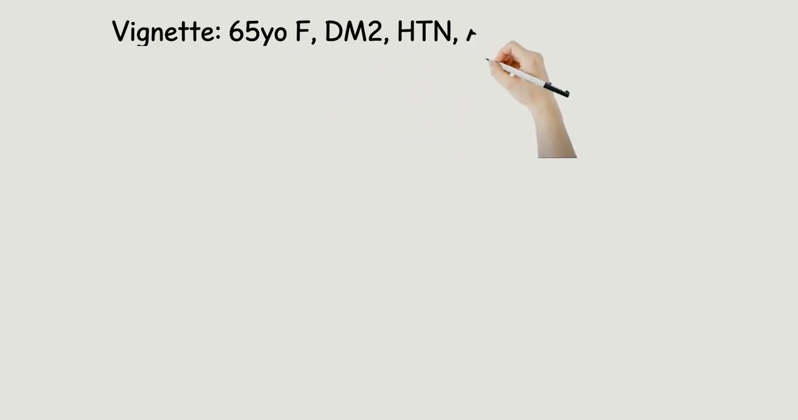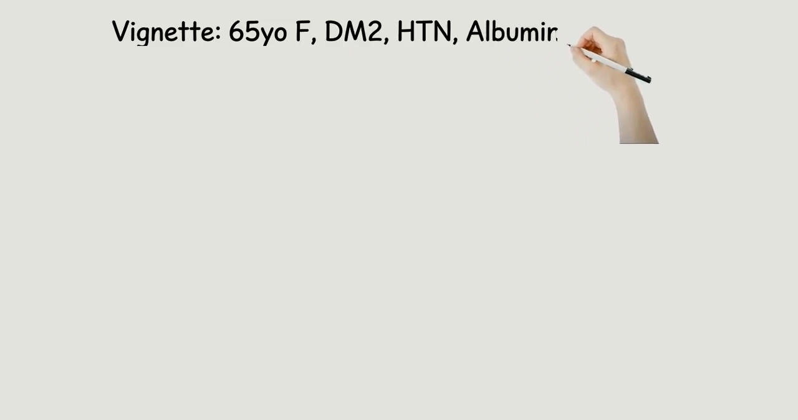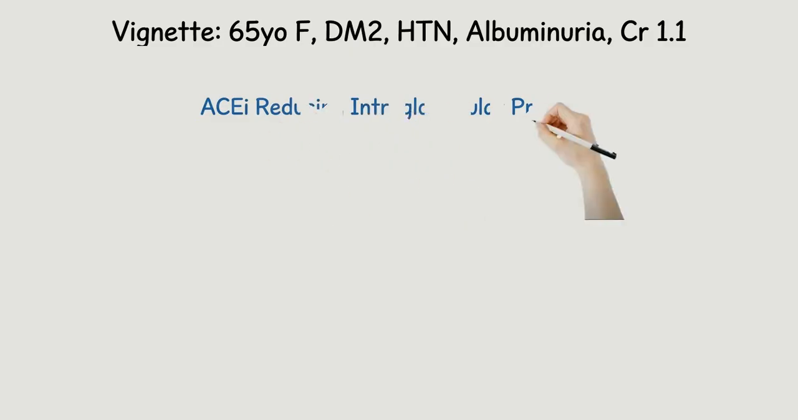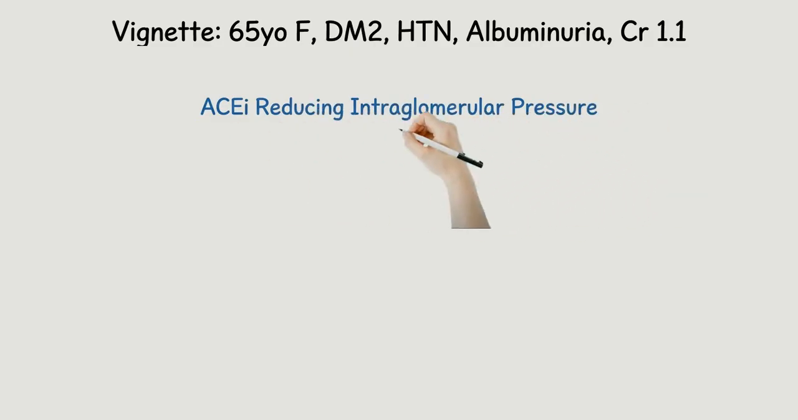Here's a vignette. A 65-year-old woman with type 2 diabetes and hypertension has an elevated urine albumin to creatinine ratio. Serum creatinine is 1.1. Which antihypertensive is most appropriate? Pause right now and write down your answer. This setup flags diabetic nephropathy.